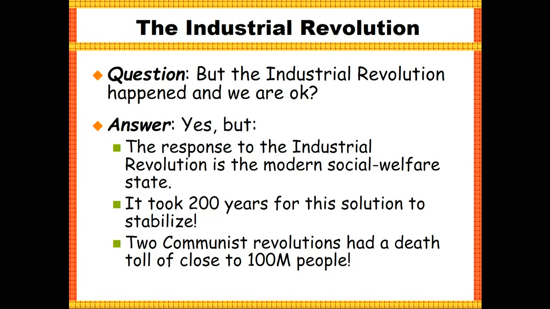Now you can say, okay, but the Industrial Revolution happened and everything worked out, so nothing to worry about. But this is ignoring history. Of course, yes, it's true that things worked out. It took 200 years for things to work out. The response to the Industrial Revolution was the emergence in the West of the social welfare state, which is really the dominant model in any developed country today, a social welfare economy. It took 200 years for this model to mature.